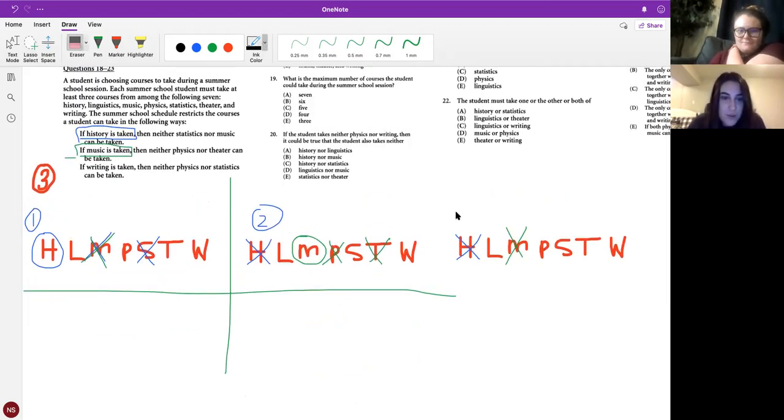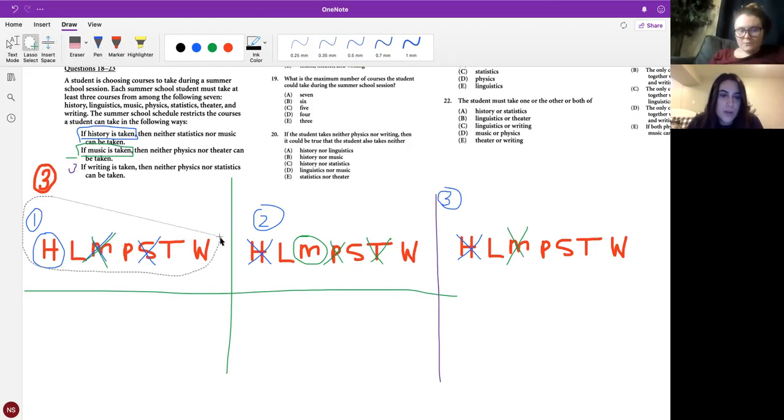So I made 2 new worlds where writing was on and where it wasn't. Yeah, so we actually have to create 3 new worlds right now because we have 3 scenarios. Mm-hmm. Oh, I see. So we have to split all of these.